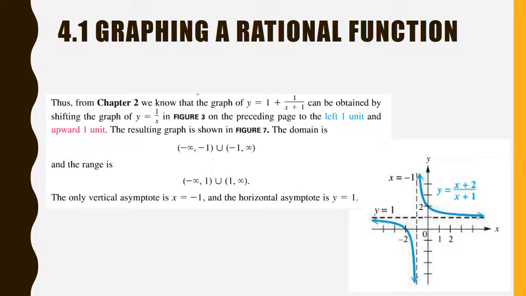Notice that our new asymptotes, instead of 0 and 0, 0 for the x, 0 for the y, have become negative 1. x equals negative 1 is our vertical, and y equals 1 is our horizontal. So everything moved up 1 and left 1. The domain and range have also moved up 1 and left 1. The domain is negative infinity to negative 1 now, and negative 1 to infinity. And the range is negative infinity to positive 1 and positive 1 to infinity.